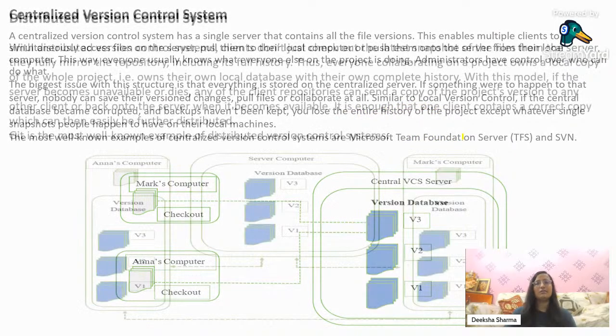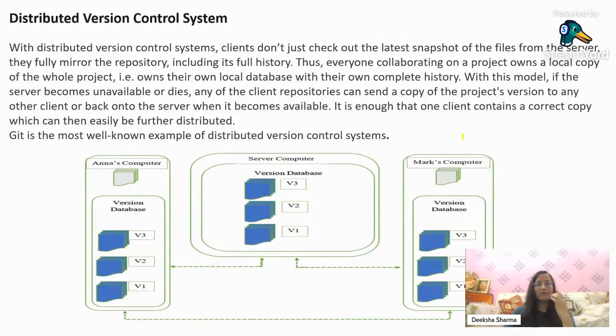Same with DVCS, where all the developers are going to maintain a local copy in their system as well as in the centralized copy, which means you can see again Anna and Mark. Anna is maintaining the copy in her machine, and she can also take the copy from the centralized repository. That will be your central area. Same with Mark. So each developer is maintaining a copy locally in their own machine, as well as in the server.